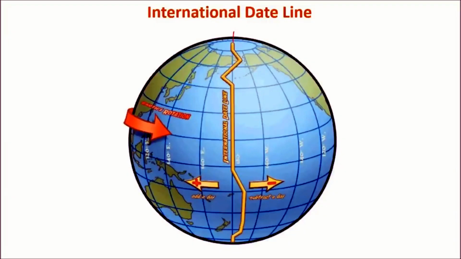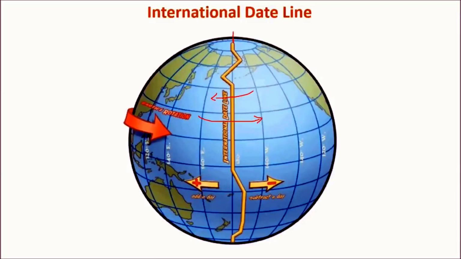And if a person travels towards the west, that is towards the USA and other countries, and crosses this international date line, then he would gain a day, because you know that the sun rises in the east, so the day would start in the east and it would end in the west. So when a person moves from west to east, he would gain a day, and when a person moves from east to west, he would lose a day. Let's see why.